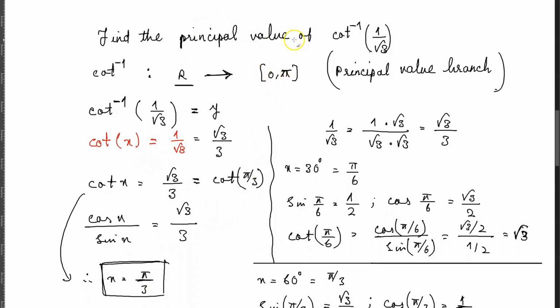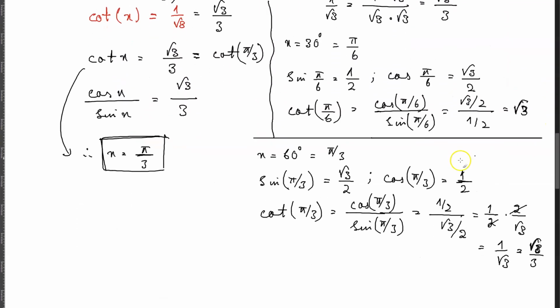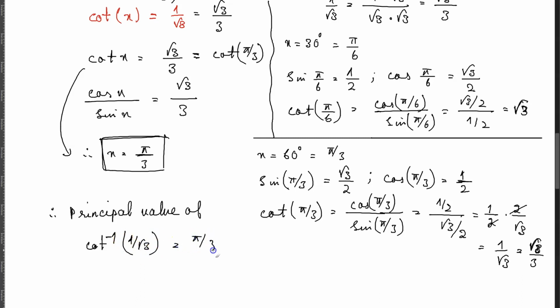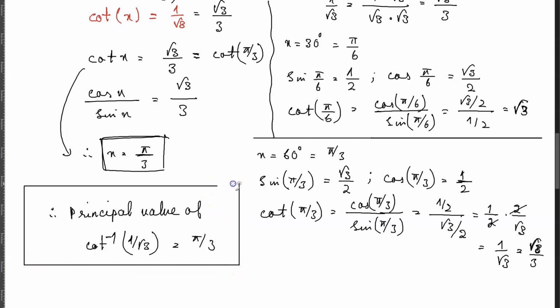And therefore you can say that the principal value of Cot inverse of 1 over square root of 3 is equal to pi over 3. And that is basically your answer there, right?